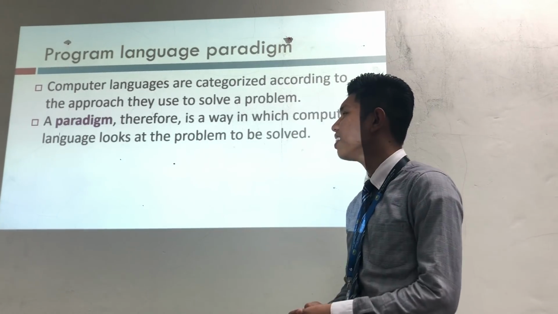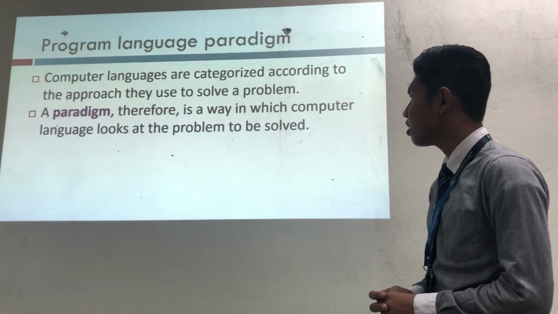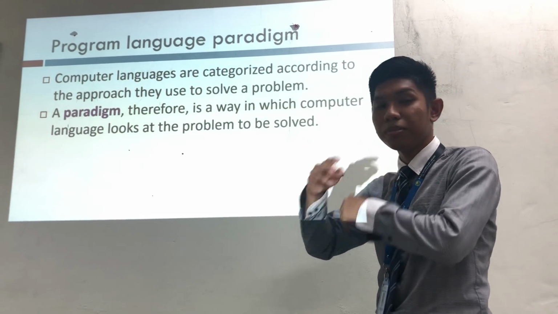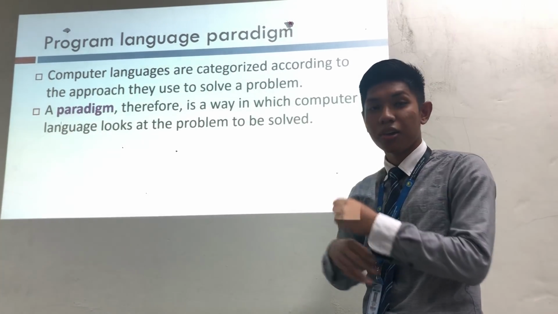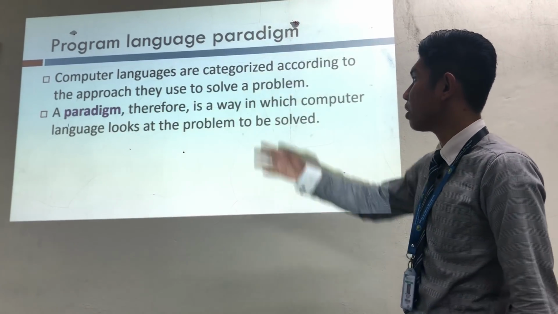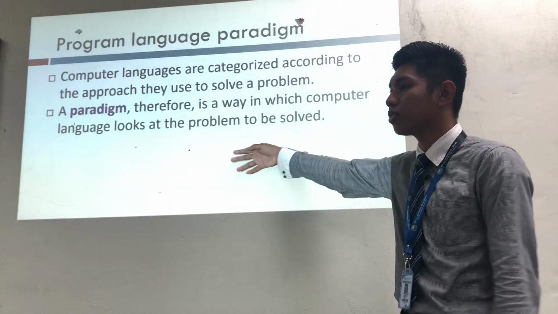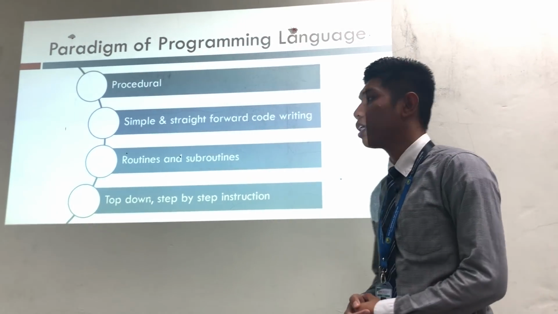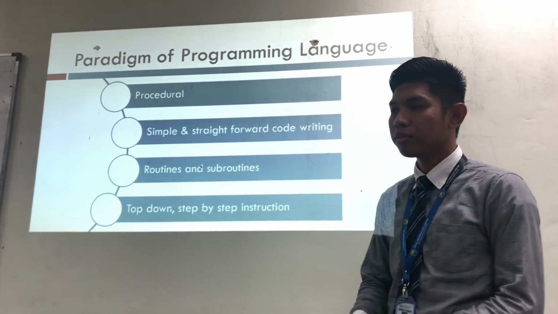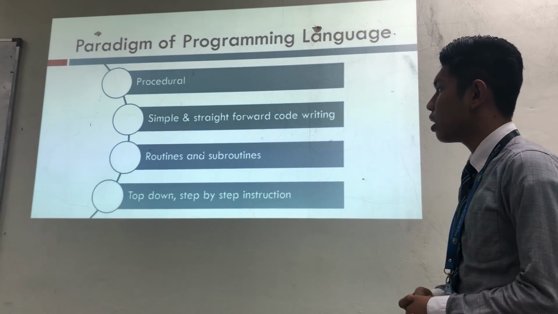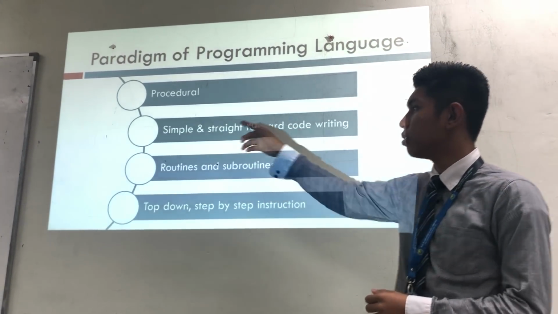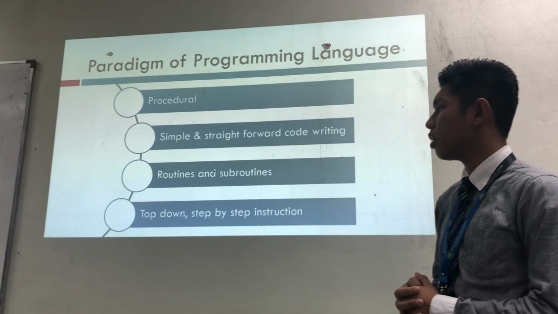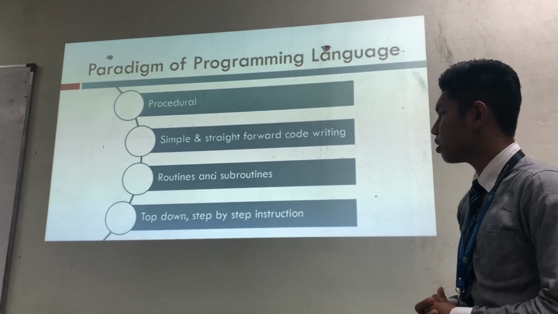Macam yang saya terangkan tadi itulah, dia ialah cara di mana computer language translatornya itu kalau ada masalah kita gunakan cara yang sesuai, yaitu paradigm, programming language paradigm itu. Okay, paradigm of programming language, dia terbagi kepada 3, yaitu procedural, object oriented, and logic. Yang first ialah procedural, iaitu dia ialah cara yang simple and straightforward code writing, dan dia juga routines and subroutines.